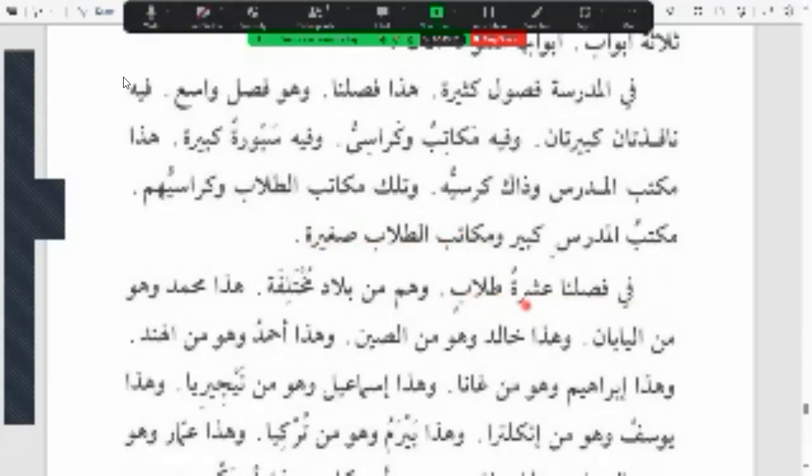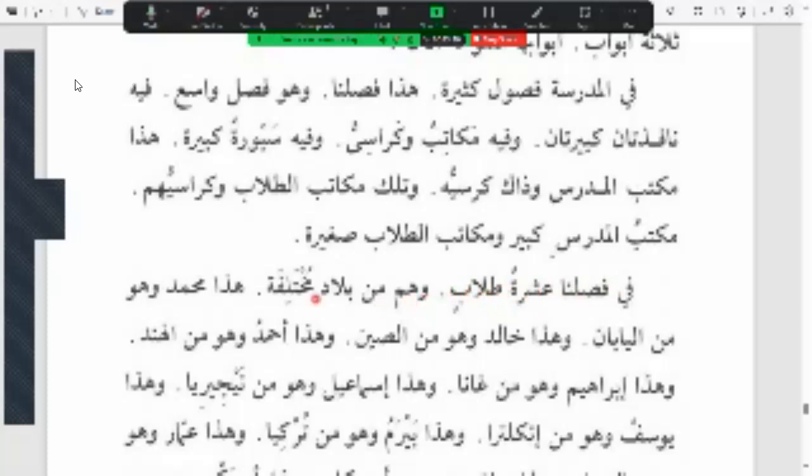Why asharatu tulabin? Because the mawdud, tulabun, is masculine, and asharatu, they always work in opposite. And the mawdud is always in plural form. Tulabin is jamu or plural for talibun. Asharatu, this is the number 10. So in our class, we are 10 students.